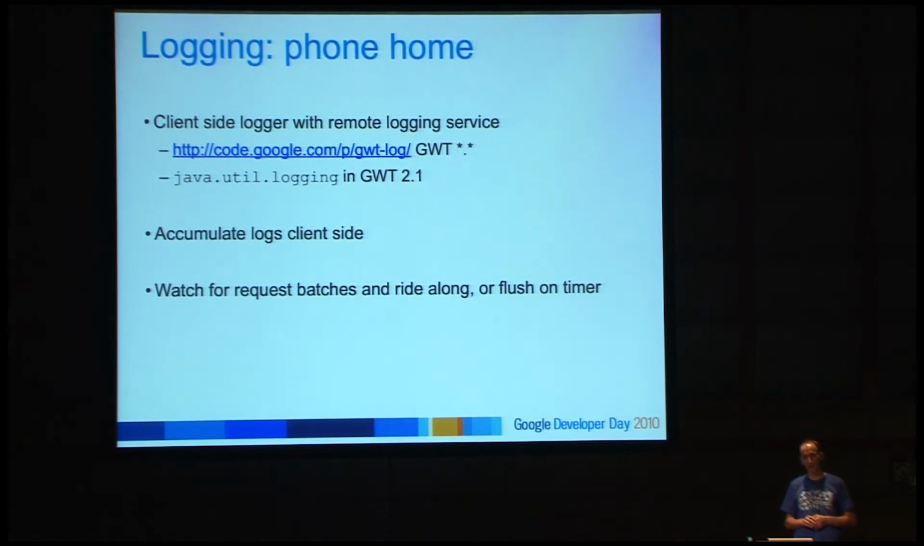Very recently, though, we were able to introduce logging into GWT proper, and we have been able to emulate the Java util logging API. This is starting in GWT 2.1. So you can use standard Java util logging and have your messages be captured on the client and then shipped to the server.